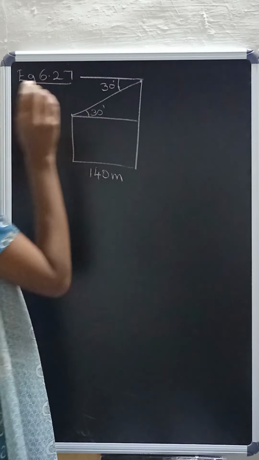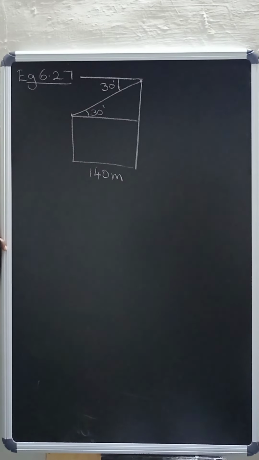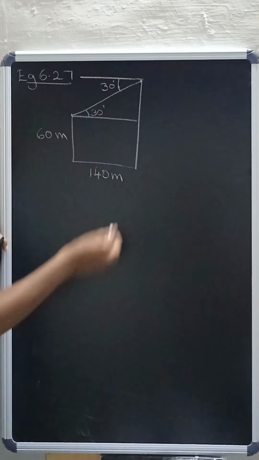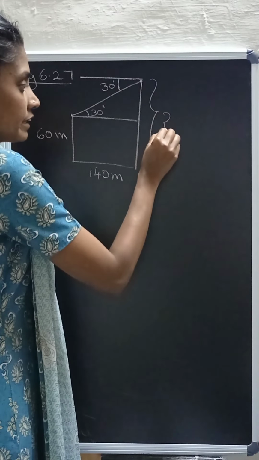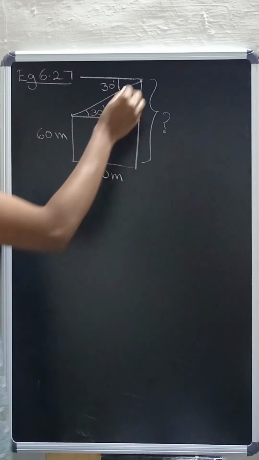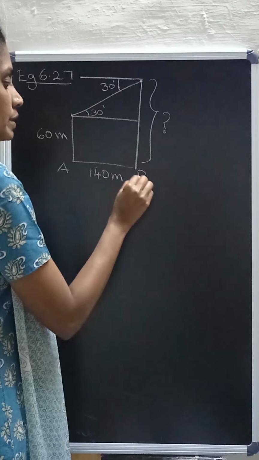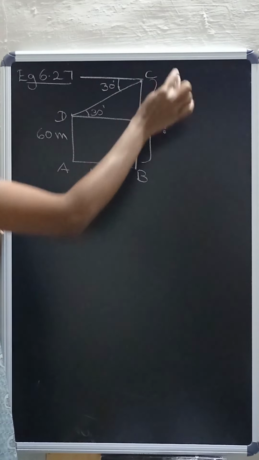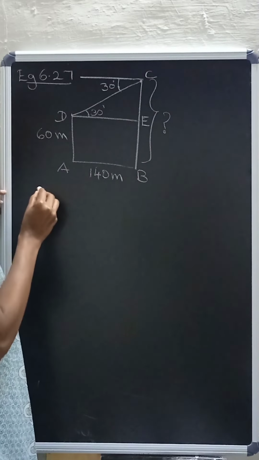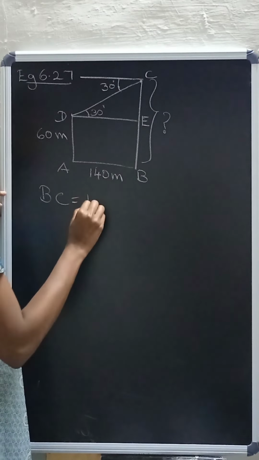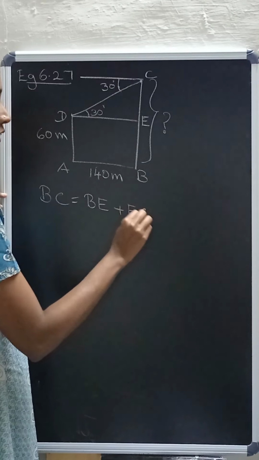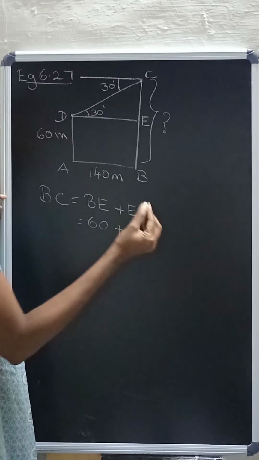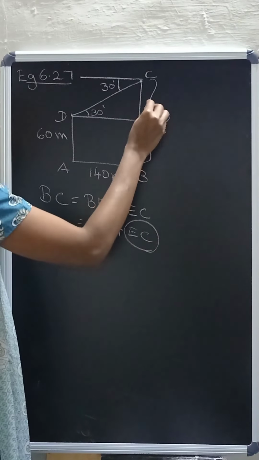So here you can put 30 degrees. The height of the first building is 60 meters. Find the height of the second building. Now we will name it A, B, C, D and E. Now we need to find BC. So see, what is BC? BC is equal to BE plus EC, where BE is nothing but 60 meters. So 60 plus EC. Now you need to find the value of EC.